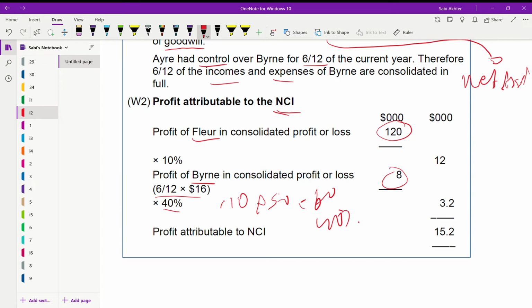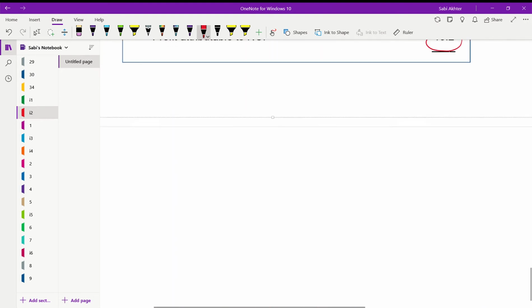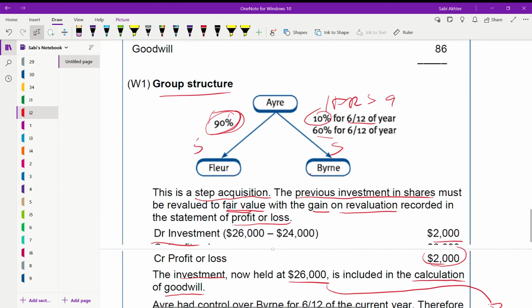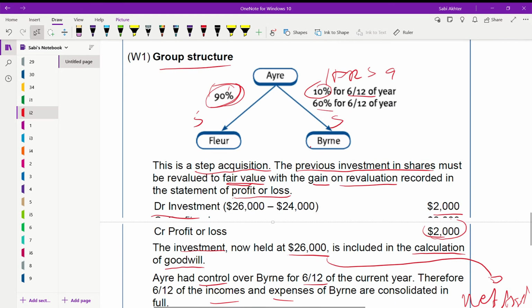So here it will be 12, because you are taking 10%, because it was 90%. So for that NCI it's 10%, but for this one it is 40%. Hence 3.2. So you add this 12 and this becomes the profit that goes to NCI. That's what you need, you don't need any other thing.